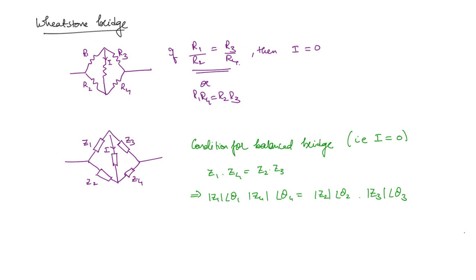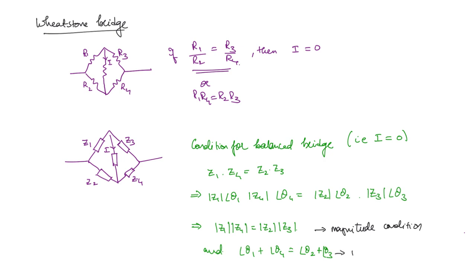So this means what? If you take the magnitude condition, then you will get the product of opposite magnitudes being equal. And the phases will be added, right? Angle theta 1 plus angle theta 4 is equal to angle theta 2 plus angle theta 3. So this is the magnitude condition, and the second one is the phase condition.